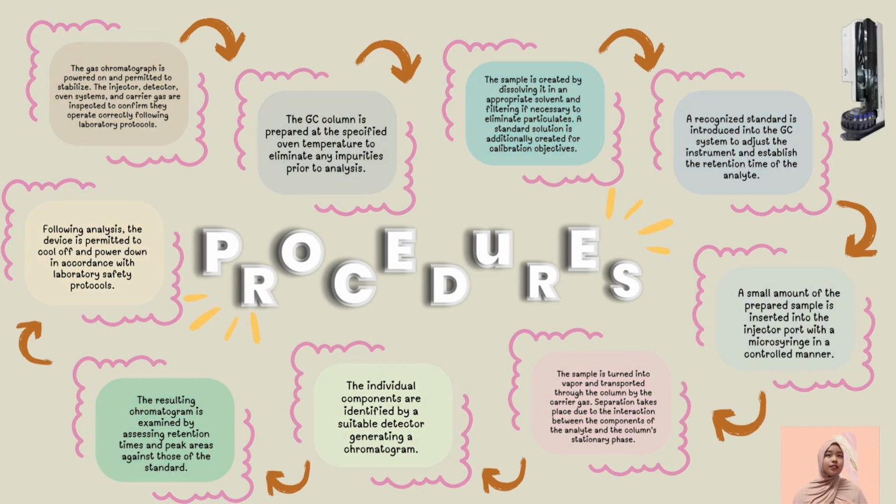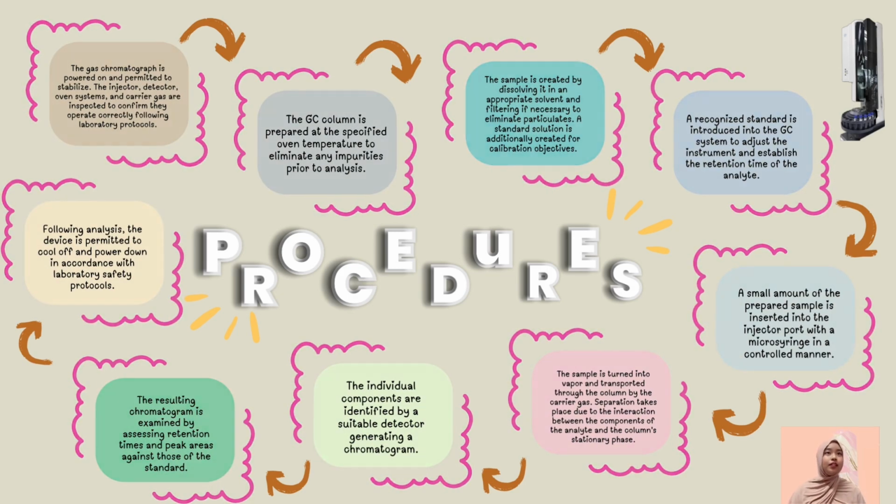So the first one is the gas chromatograph is powered on and permitted to stabilize. The injector, detector, oven systems and carrier gas are inspected to confirm they operate correctly following laboratory protocols. Number 2, the GC column is prepared at the specified oven temperature to eliminate any impurities prior to analysis. Number 3, the sample is created by dissolving it in an appropriate solvent and filtering if necessary to eliminate particulates. A standard solution is additionally created for calibration objective.